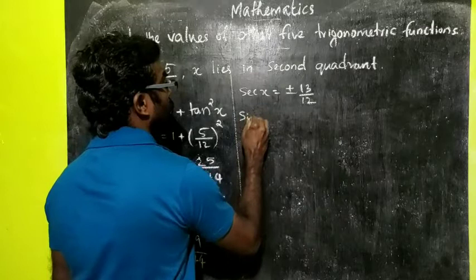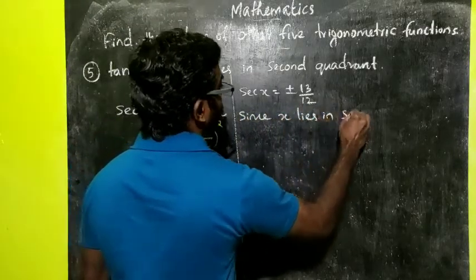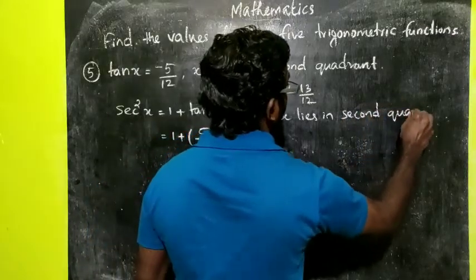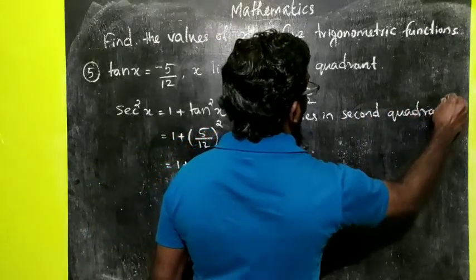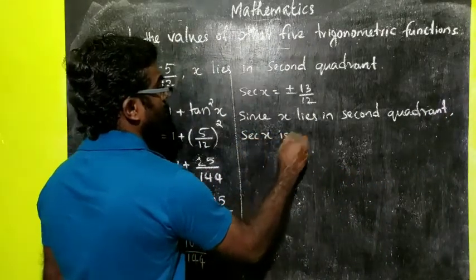So since x lies in the second quadrant, sec x is negative.